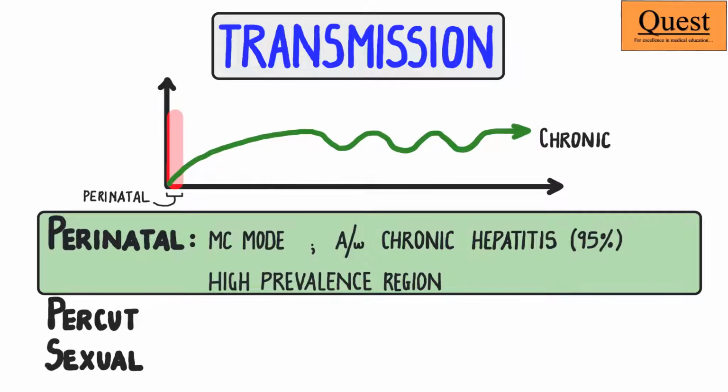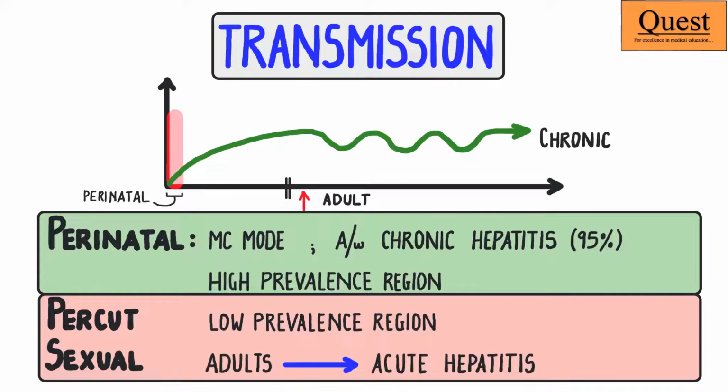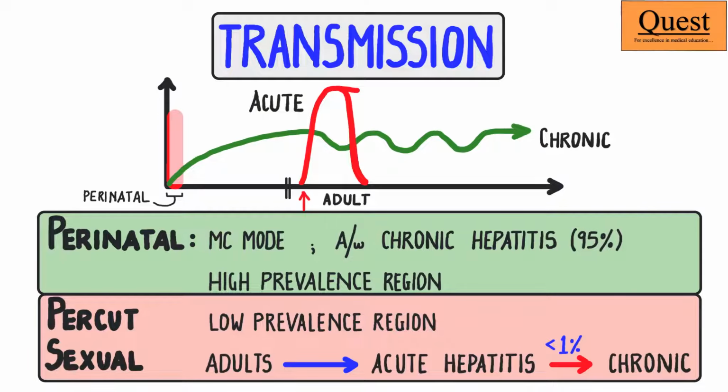But in areas which have low prevalence like the Western world, the commonest modes of transmission are sexual transmission and intravenous drug abuse, that is percutaneous transmission. That means in the Western world, most of the patients who acquire this are adults. Also, in this low prevalence area, the commonest mode of manifestation is acute hepatitis B. In fact, here less than 1% of patients are going to develop chronic hepatitis B.